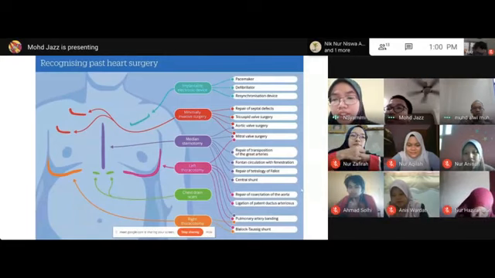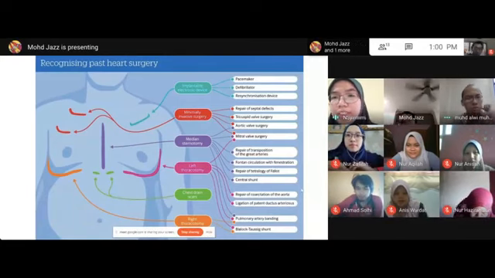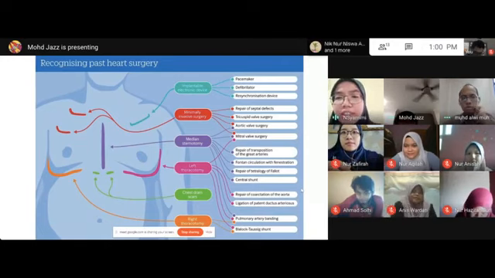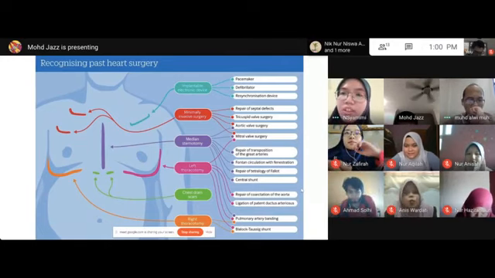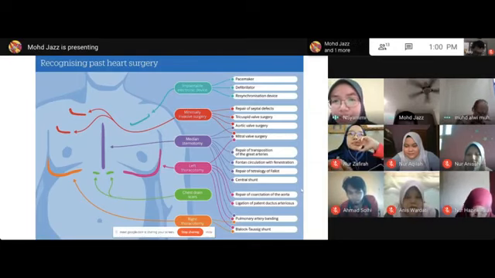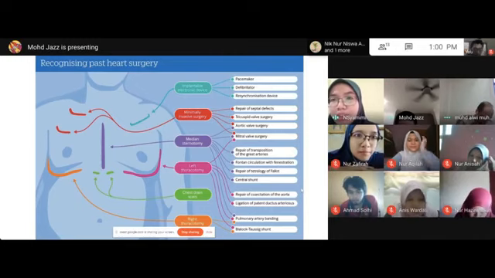Assalamualaikum warahmatullahi wabarakatuh. My name is Shamimi. So I'll be presenting about the scars in congenital disease. The three main scars which are usually done in patients with congenital disease are the median sternotomy scar, left thoracotomy scar, and also the right thoracotomy scar.